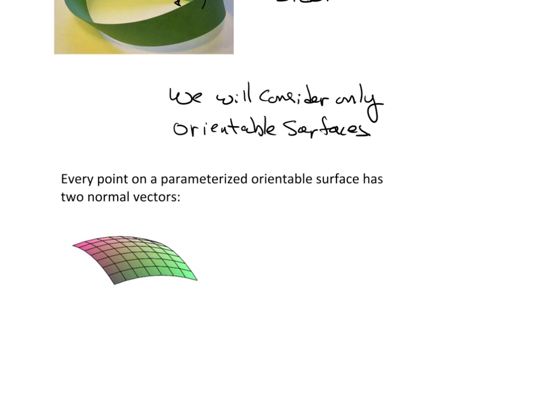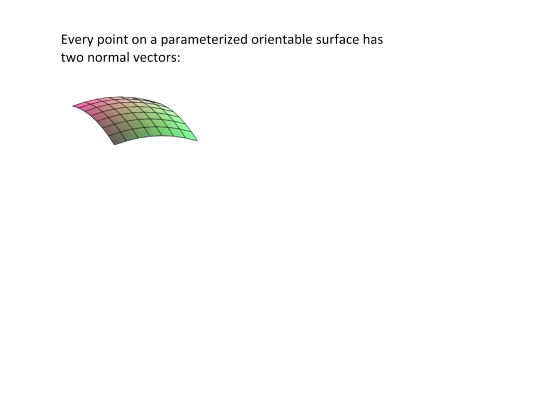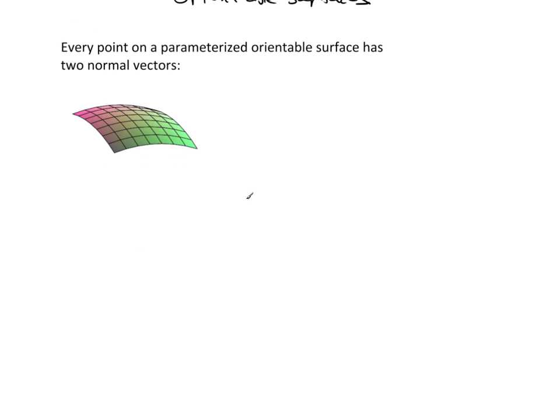Now, every point on a parameterized orientable surface has two normal vectors. So if I pick a point right here, I have a vector that's going to be normal in this direction. I'm going to call this N1. And then going through the surface and coming out this back side here, I would have yet another normal vector. I'm going to call this N2, where N2 is equal to the negative of N1.